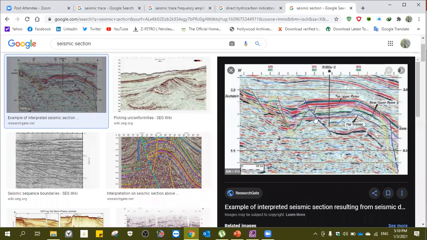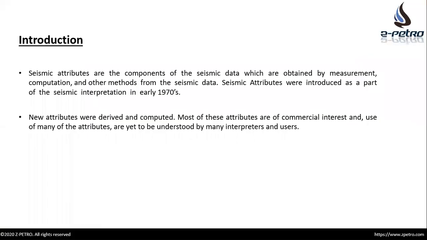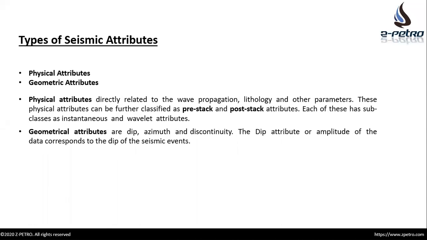The things that you cannot visualize with the naked eye, and for which you use different mathematical processes to extract the information, are known as seismic attributes. Nowadays, seismic attributes are the most advanced technology. With seismic attribute analysis, you can extract the TOC, total organic content, information from your data set. There are two main types of seismic attributes: the first is physical attributes, and the second is geometrical attributes.